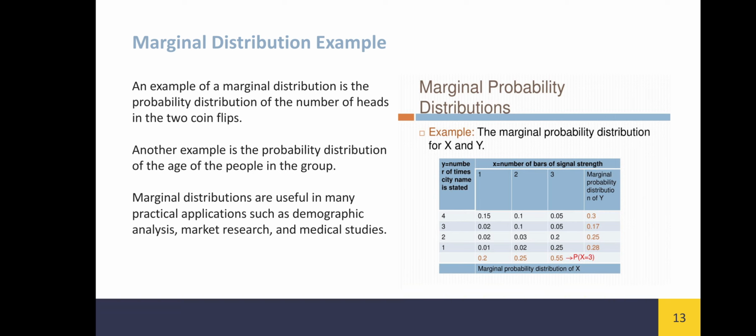Marginal distribution example. Marginal probability distribution. An example of marginal probability distribution is the probability distribution of the number of heads in two coin flips. Another example is the probability distribution of the age of people in the group. Marginal distributions are useful in many practical applications such as demographic analysis, market research, and medical studies.